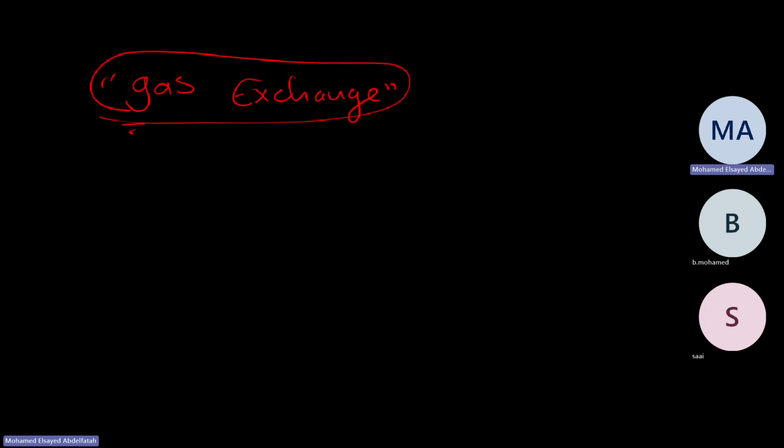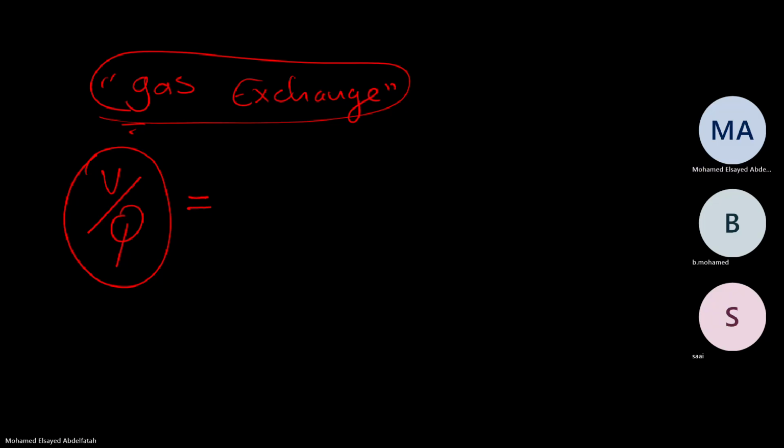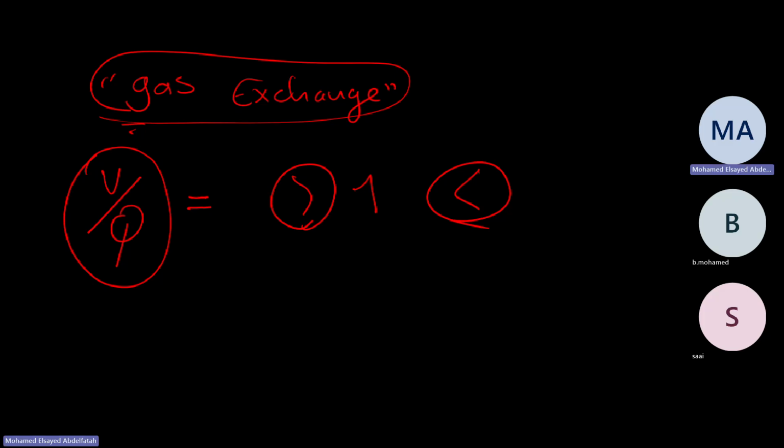Okay. So for gas exchange to be optimal, there must be some sort of matching between ventilation and perfusion. In optimal conditions, VQ must be, what do you think, Sai? VQ in optimal conditions must be equal to 1, more than 1, or less than 1? The question is for Batul as well.